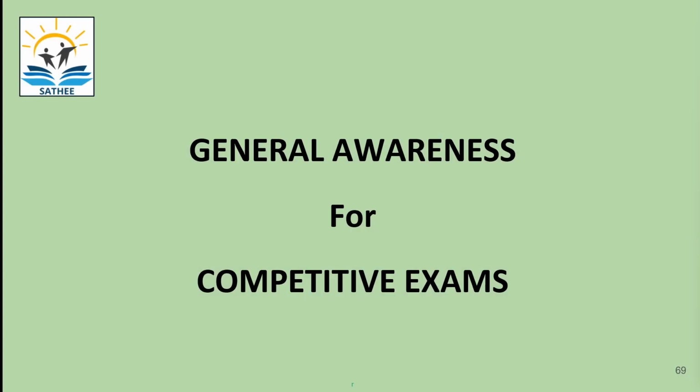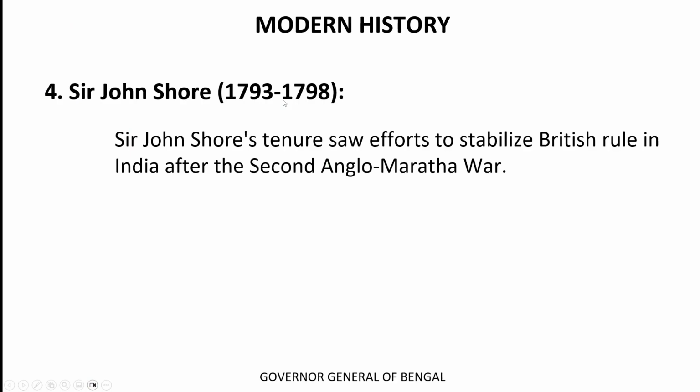So students, in the previous lecture, we had started the modern history part of static GK. In this lecture, we are going to continue the same topic, and we will try to learn the new things here. So let's start. In the previous lecture, we had started the Governor General of Bengal and we had covered Warren Hastings and Cornwallis. Today we are going to continue the same topic, which is the Governor General of Bengal.